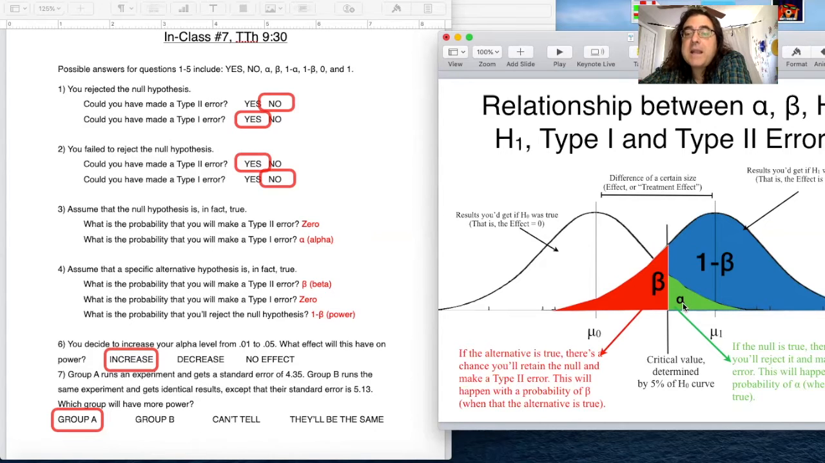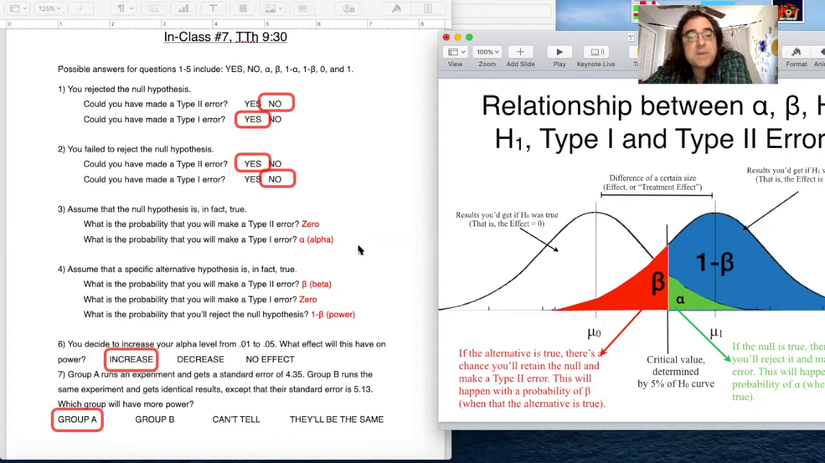If I expanded alpha, if I made alpha bigger, if I made it push the critical value, it would push the critical value this way into the red. That would make the blue area bigger, which means that it would increase power.